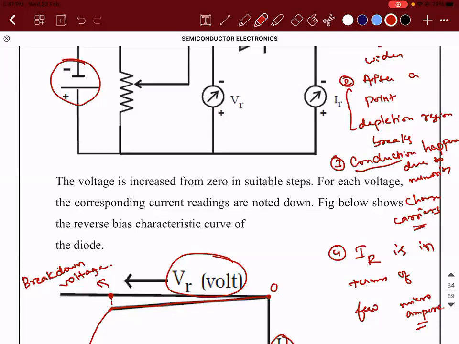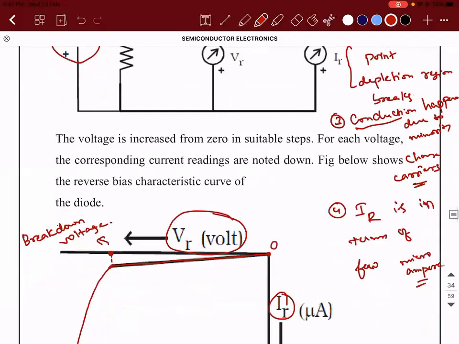But that breakdown voltage value will be very high, sir. Which one? The breakdown voltage, no? Yes, sir, it would be high, right? It should be high only. I never told it is going to be low. Breakdown voltage will be high only.